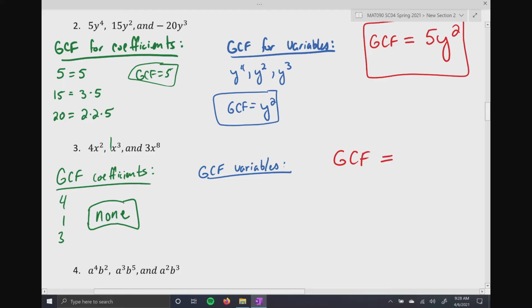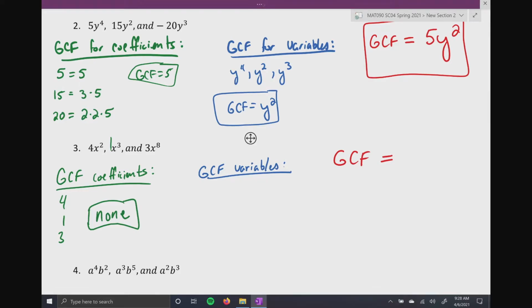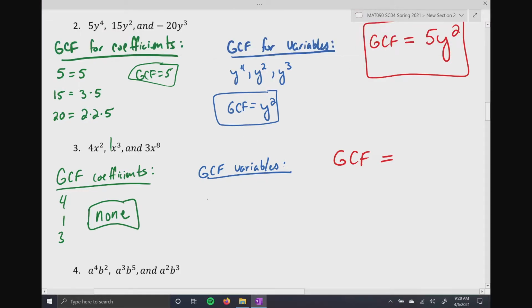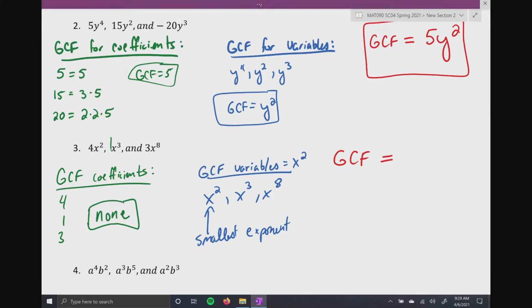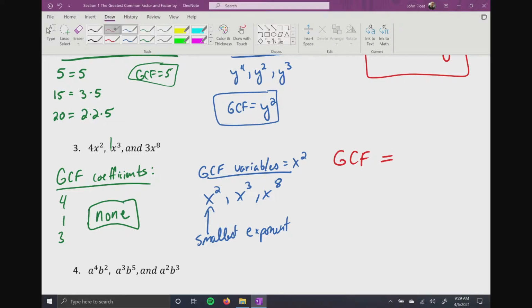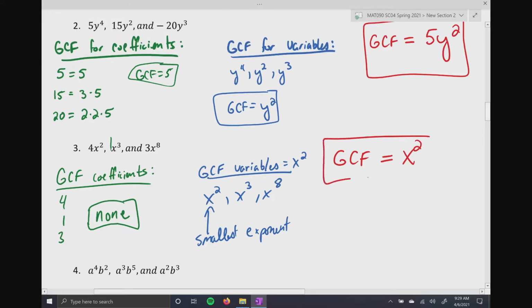GCF for the variables. Well, let's look at the variables. You got x to the what? X to the second, x to the third, and x to the 8th. Smallest exponent. So it's going to equal x to the second. Therefore, your GCF for the entire problem is just x to the second, because you didn't have one for the numbers.